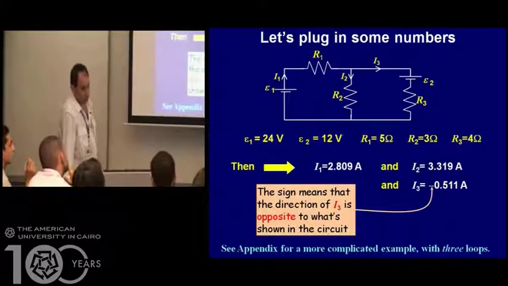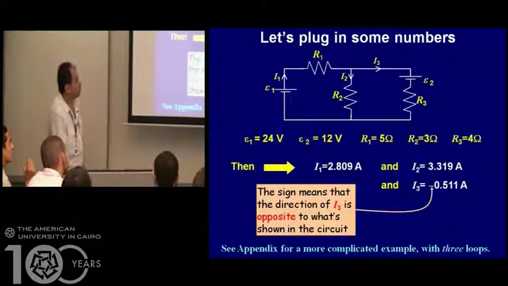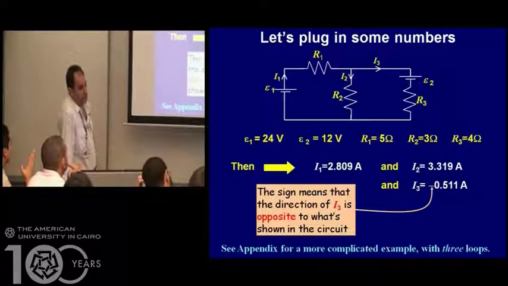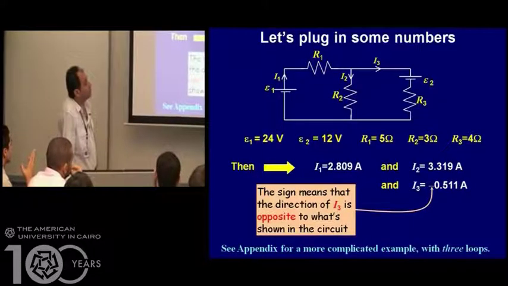Well, I1 and I3, so E2 is bigger than E1. Let's say actually E2 is 12.